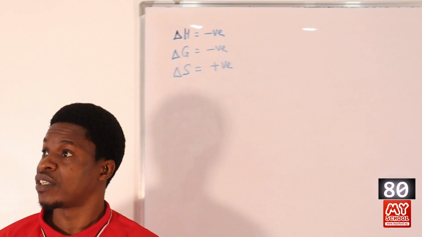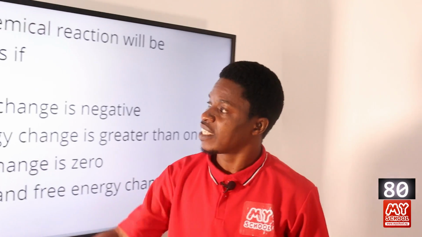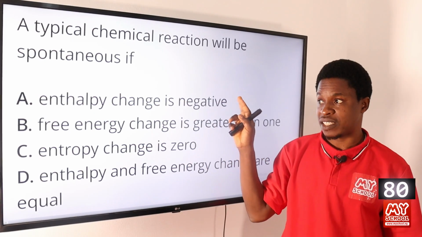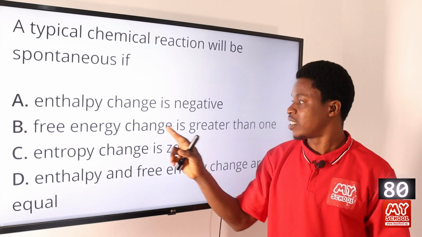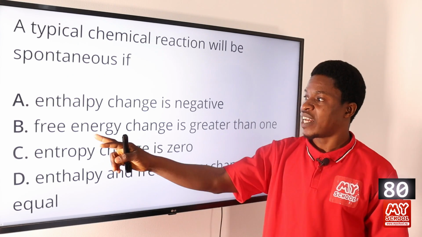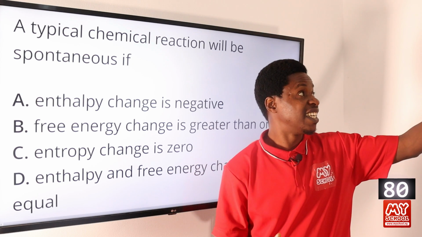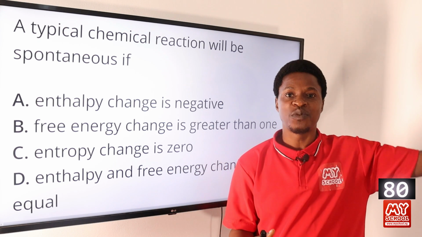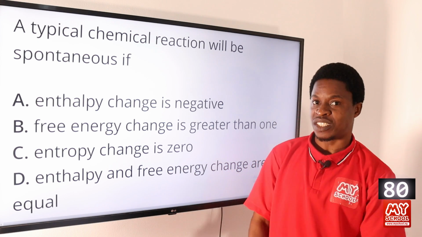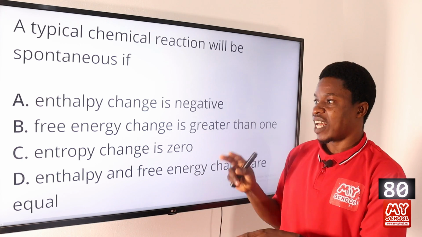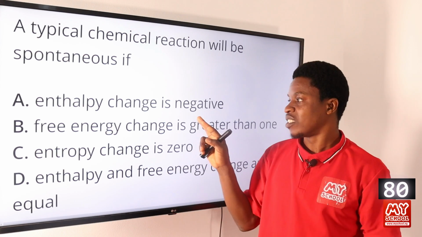So let's move on to the screen and see. Option A says enthalpy change is negative, which is delta H. It's negative, that is correct. Option B says free energy change is greater than 1. If free energy change, that's delta G, is greater than 1, it means that it will be positive, because delta G should be negative, meaning it will go below 0. But if it is greater than 1, it's positive. So this is not correct.